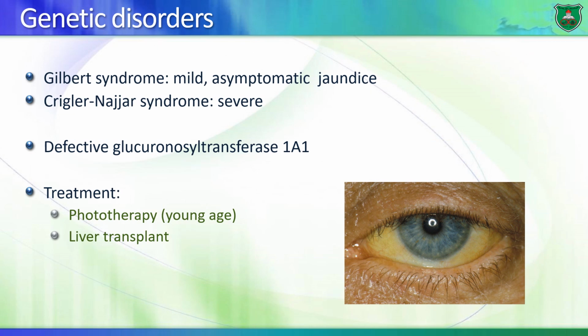There are two conditions that I'd like to finish with, and these are Gilbert syndrome and Crigler-Najjar syndrome. Both of them are caused by the production of a defective glucuronosyl transferase 1A1 enzyme. Now, if the enzyme is somewhat defective, it would cause Gilbert syndrome with mild asymptomatic jaundice. However, if the enzyme is not functioning at all, then it causes a more severe condition known as Crigler-Najjar syndrome.